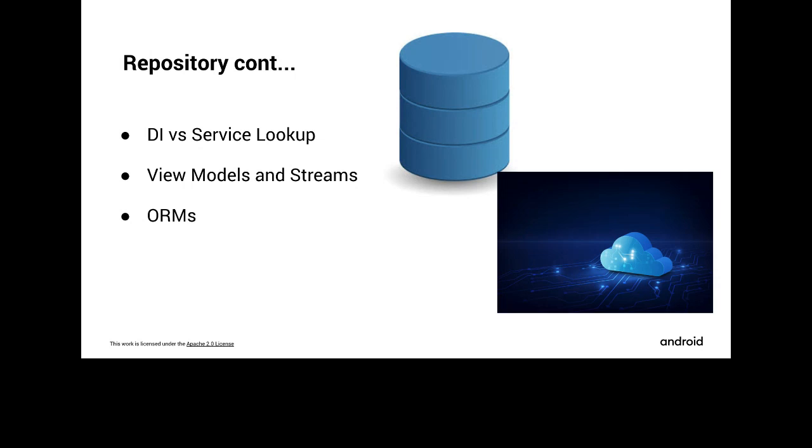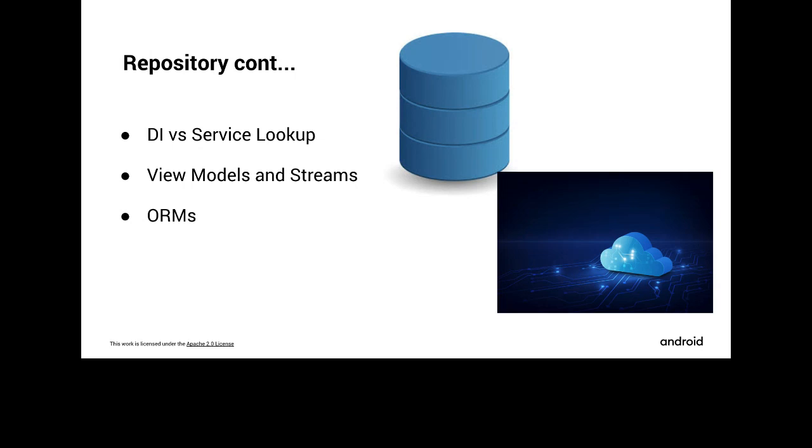Once you've figured out your repository, you also want to decide what your strategy is for fetching these repositories on the screens that you need them. The difference between dependency injection and service lookup is basically just asking, do we have this dependency that we need? Do we have a copy of it in the app that we could use, or do we need to create a new one? That's basically all it is.